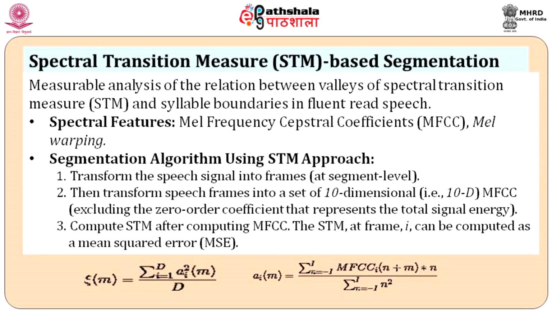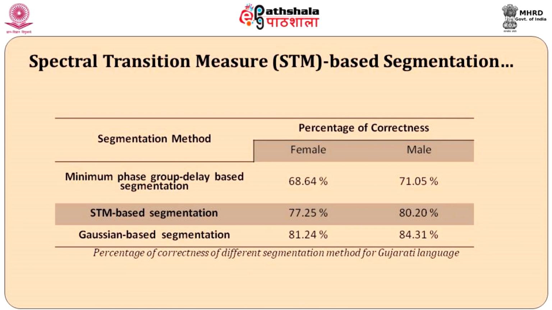Another approach is spectral transition measure-based segmentation, where we will describe spectral features, the segmentation algorithm using the STM approach, and summarize the STM-based segmentation. The spectral variation is very useful to detect syllable boundaries. In addition, most neurons in the auditory cortex have been found to respond poorly to steady-state stimuli and better to transitional stimuli, indicating the key motivation for using STM to detect syllable boundaries.